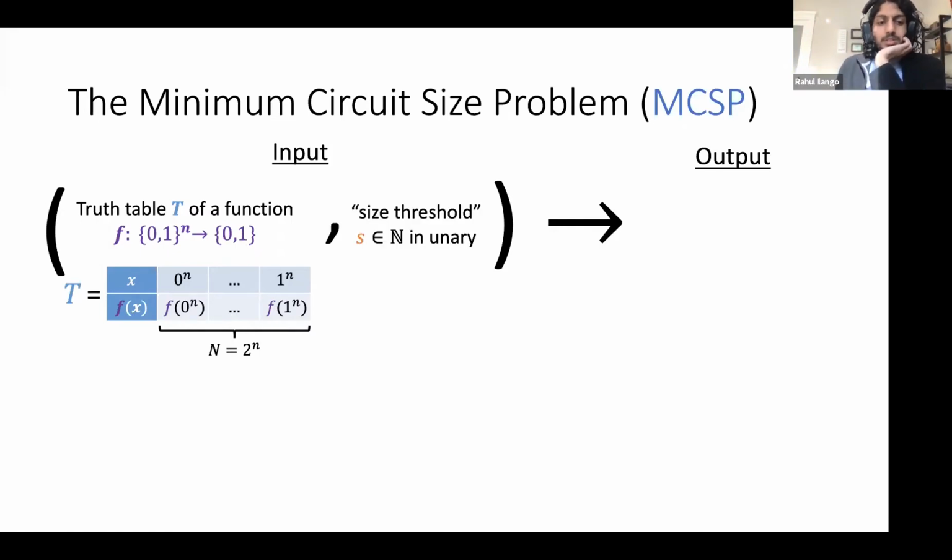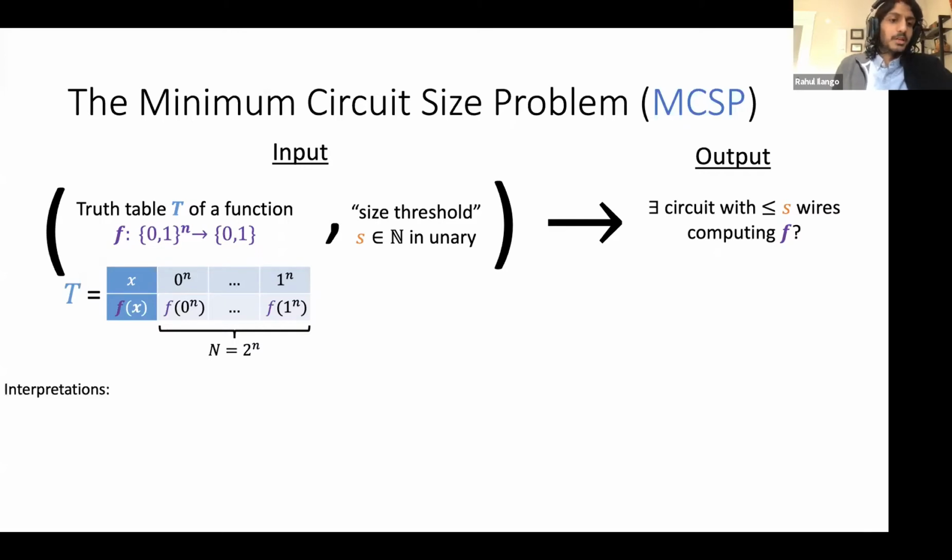And the second input is going to be some size threshold s. It's just some integer. And the output is going to be, is there a piece of hardware, some sort of circuit, with at most s wires computing f? And to be really precise, I need to tell you exactly what model of circuits we're talking about. I'm going to come back to that later. But so this is the definition of the problem. If there's any questions about the definition, I'd be happy to answer that.